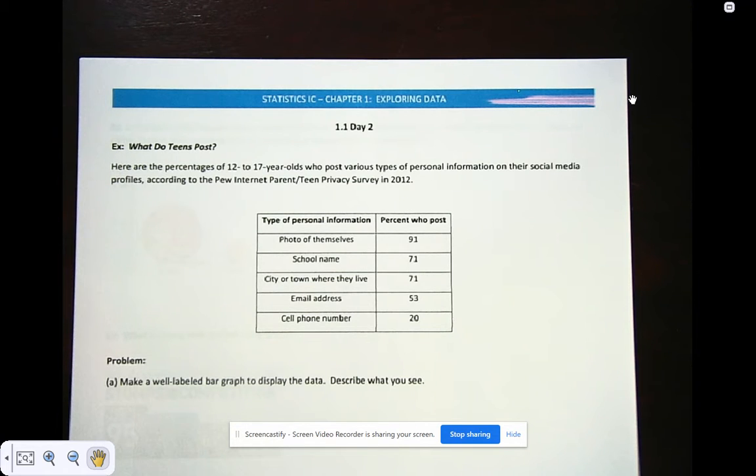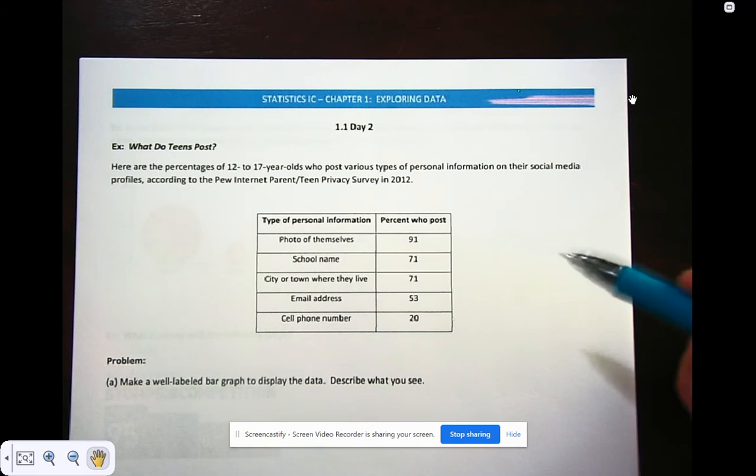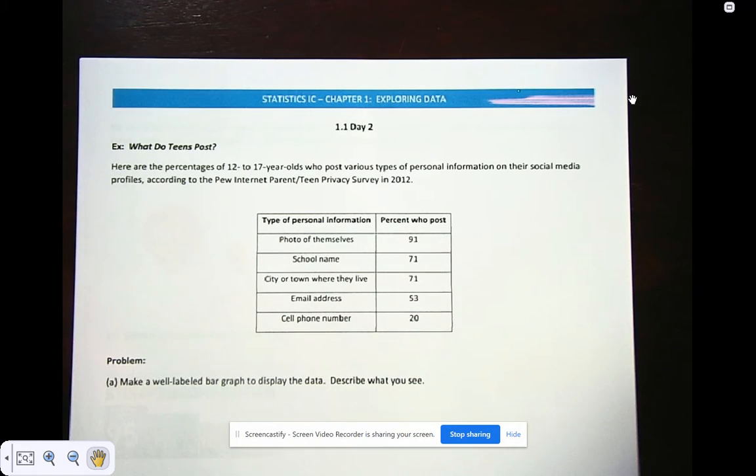That works too. Okay, so we're still in section 1.1 of the textbook, where we just learned about individuals and variables and whether those variables were categorical or quantitative.